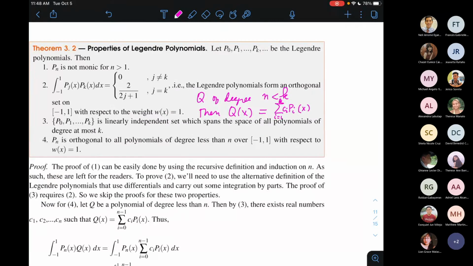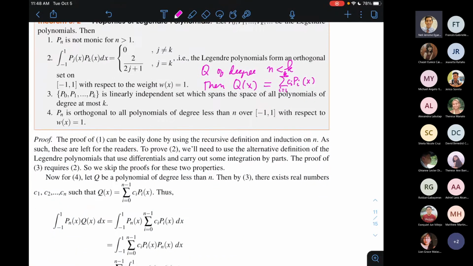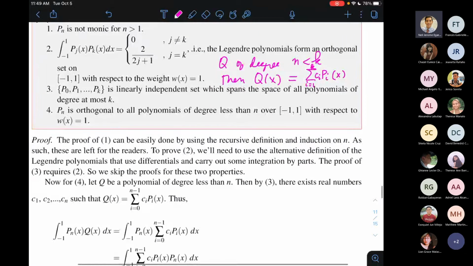And not just that, hindi lang na-span ng Legendre polynomials yung space of all polynomials of degree k or less. Orthogonal din yung Legendre polynomials sa lahat ng iba pang polynomial of degree less than n with respect to the weight function w of x is equal to 1. Okay? Now, medyo technical yung proof ng statement 1. I think it is straightforward via the recursive definition.